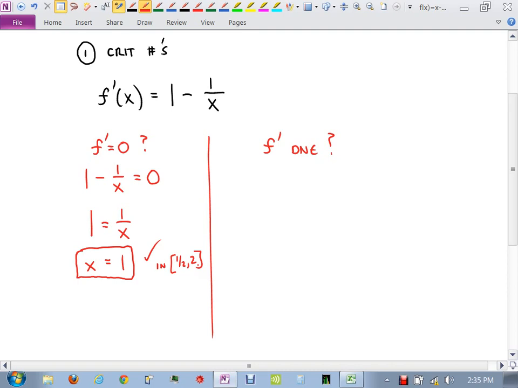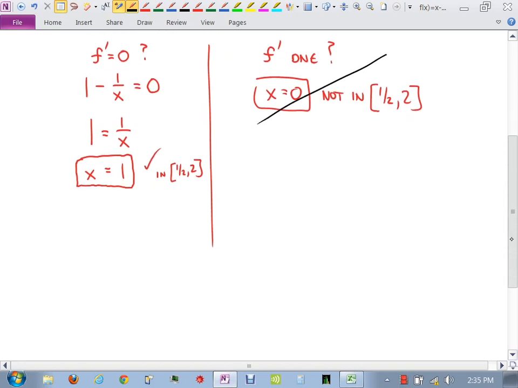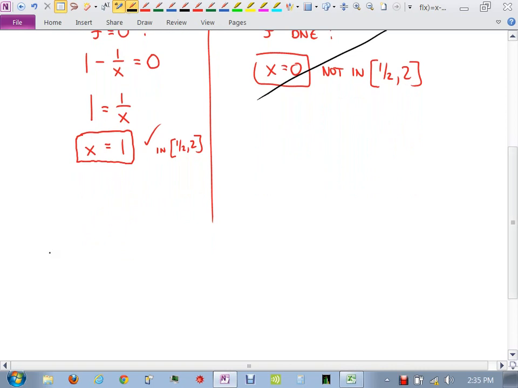All right. Does the derivative ever not exist? What if I plug in 0 right there for x? If I plug in 0, it doesn't exist, right? But what can you tell me about x equals 0? Yeah, but that's not in [1/2, 2]. So I'm not even going to consider it. So then I'm ready for the next step. Endpoints.